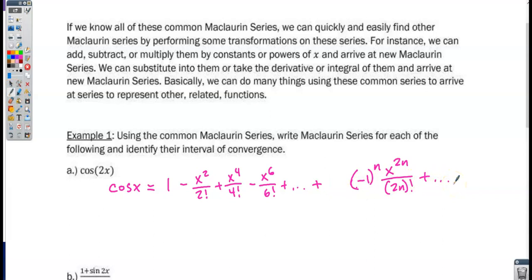My brain slipped there for a little. So there's the series for cosine of x. And so we can very quickly and easily come up with the series for cosine of 2x by just substituting 2x into this series everywhere where there's an x.